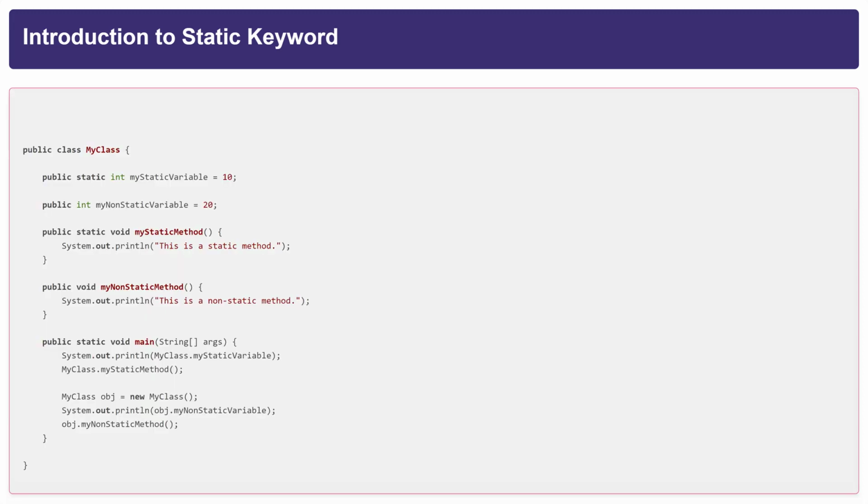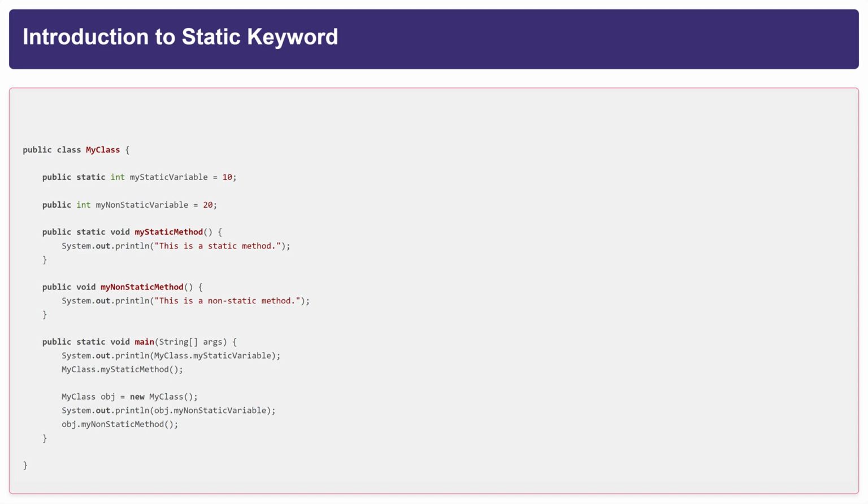In this example, we have a class called myClass. It has a static variable called myStaticVariable, which is set to 10. It also has a non-static variable called myNonStaticVariable, which is set to 20. The class has a static method called myStaticMethod, which prints out a message. It also has a non-static method called myNonStaticMethod, which also prints out a message.